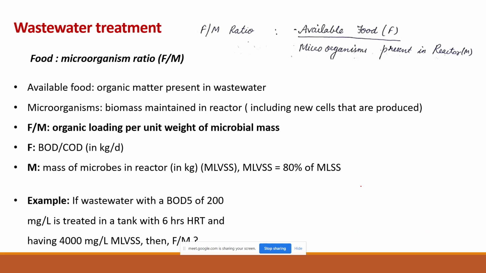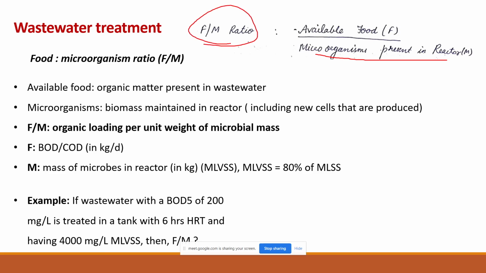Now the next very important concept is food microorganism ratio. So food microorganism ratio, as the name suggests, is basically the available food divided by the microorganisms which are present. Fine. So as I told you, secondary treatment stage is mostly about biodegradation of organic matter. Biodegradation means microorganisms are degrading it. Organic matter means the food that is available. So the two main things are food and microbes. So that is why this parameter of F by M ratio is very important.